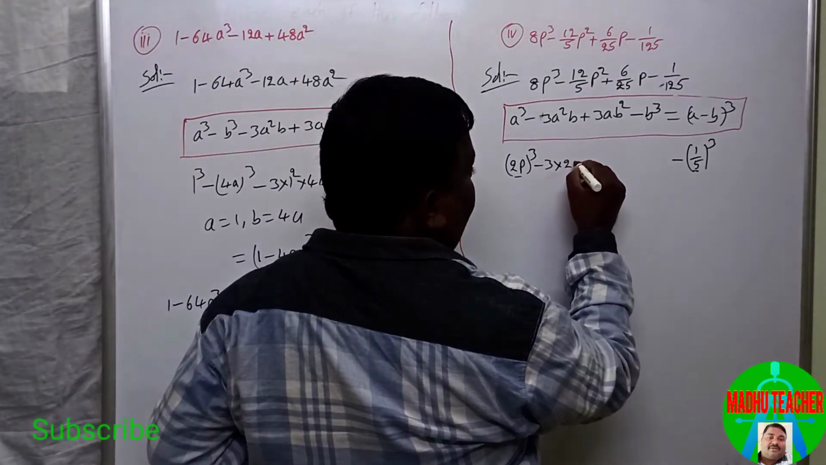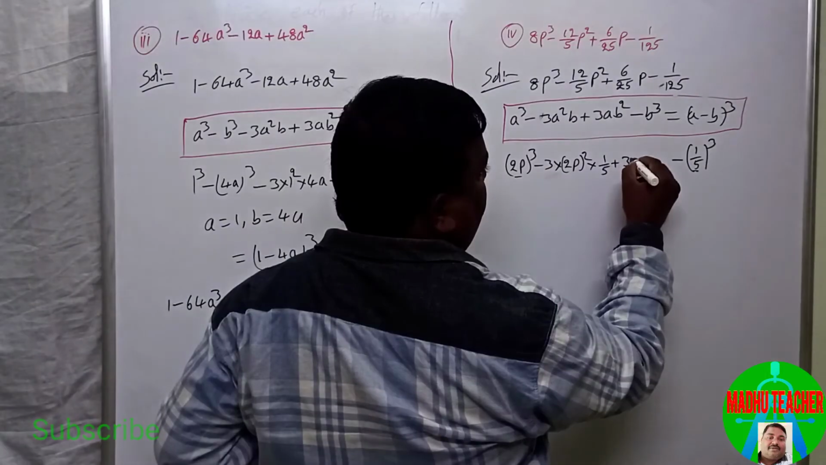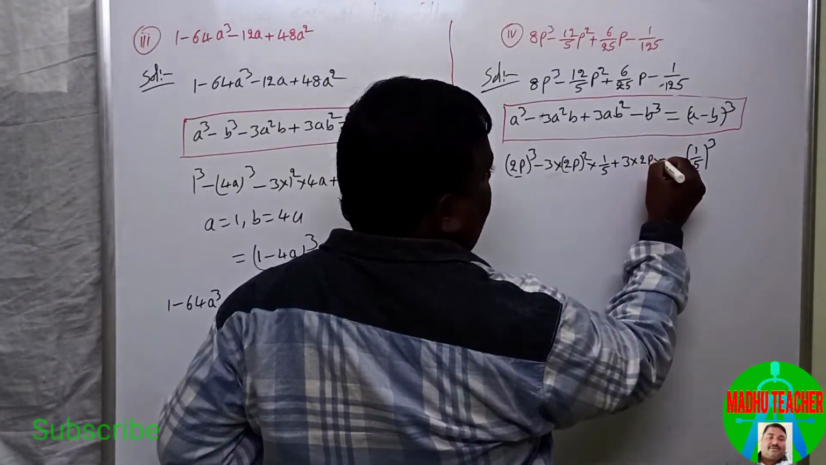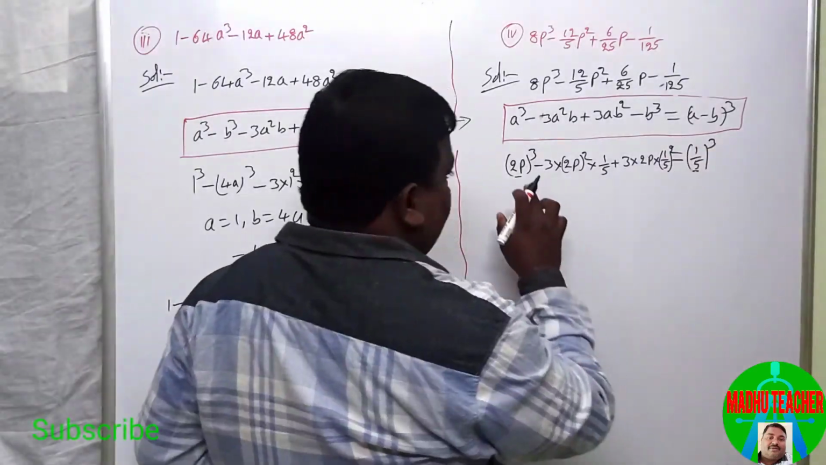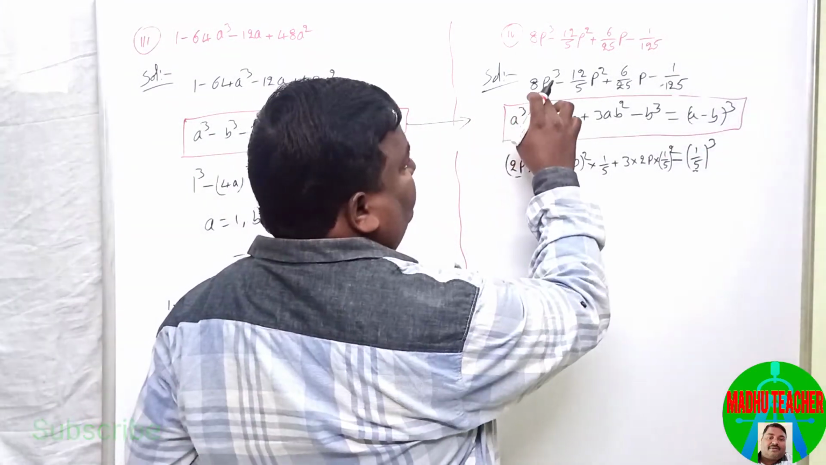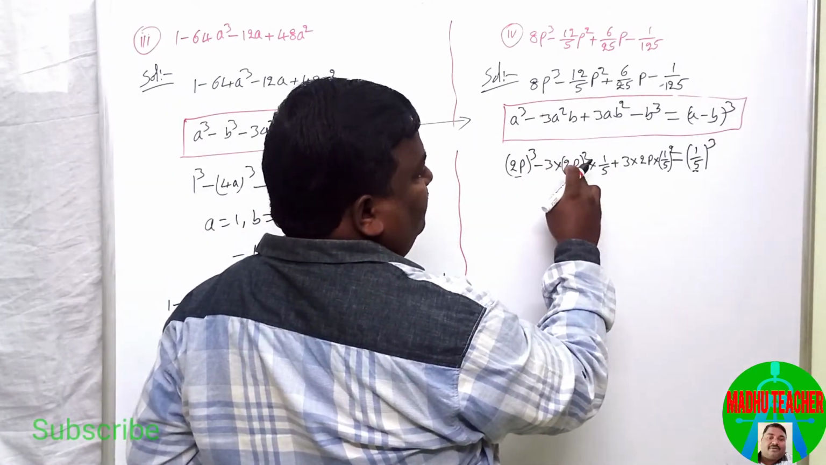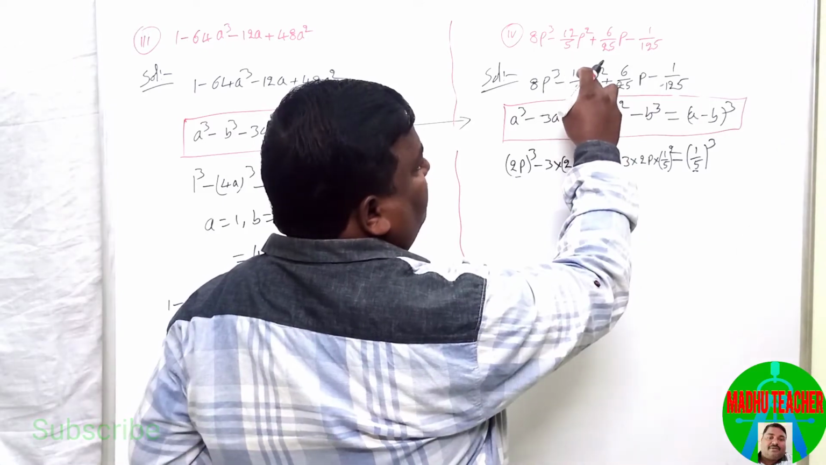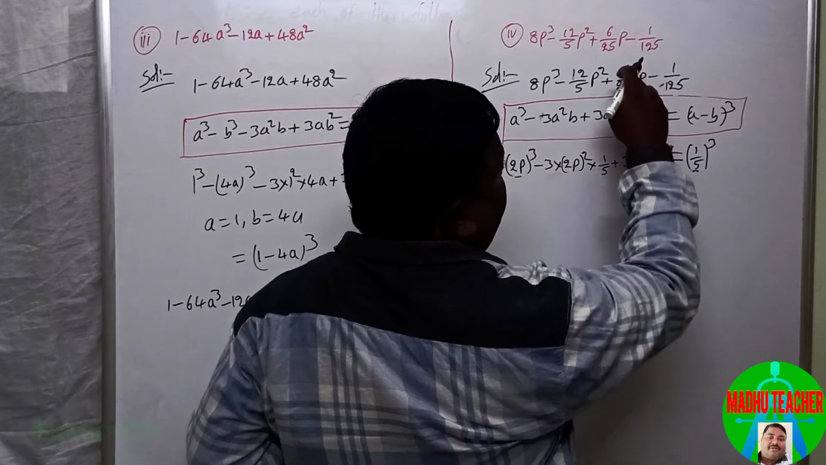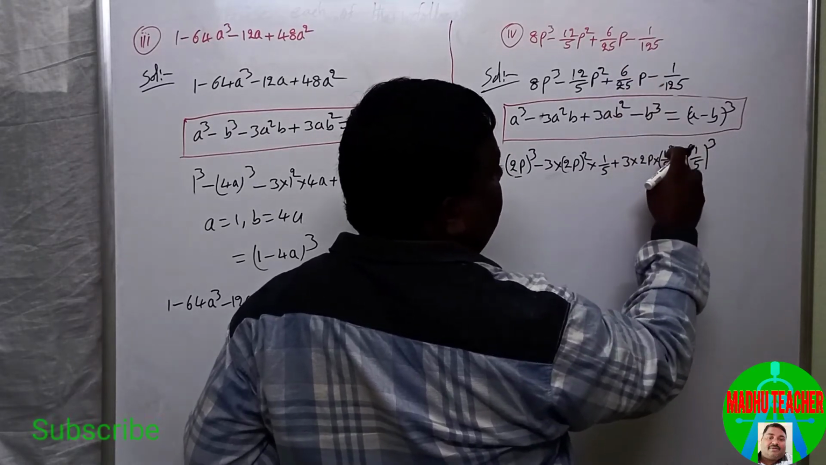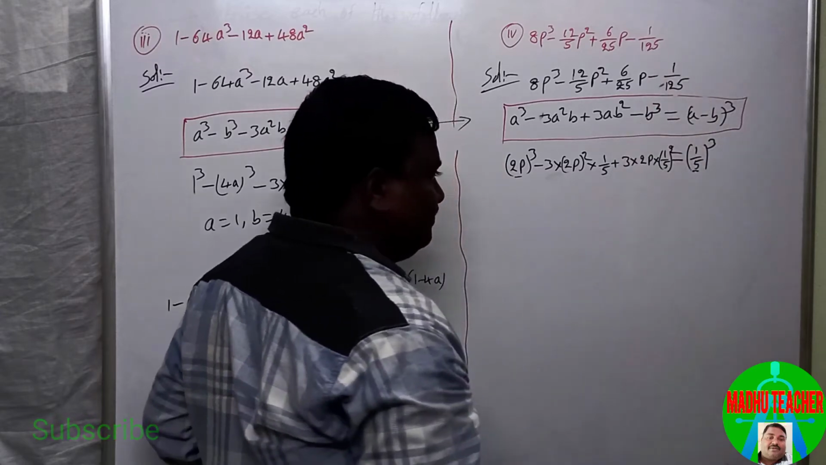3 into (2p) whole square into 1 by 5 plus 3 into 2p into (1 by 5) whole square. 2 cube is 8p cube minus, 2 square is 4, 4 3s are 12p square by 5, and 3 2s are 6p, by 5 square is 25, minus 1 cube is 1, 5 cube is 125.